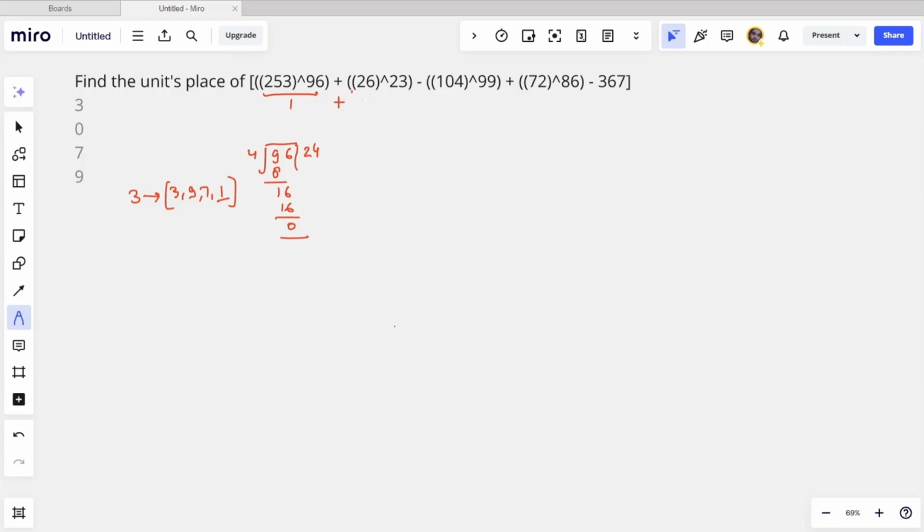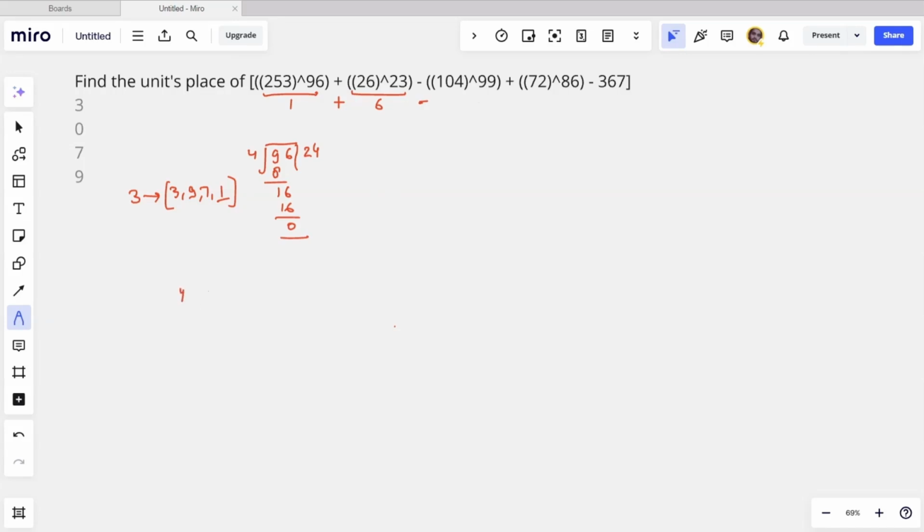Now let's try to solve the next part of the expression. 26 raised to the power 23: as we know, the unit digit of the base is 6, it means the power can be anything, the unit digit of the whole expression will be 6. Minus 104 raised to the power 99.